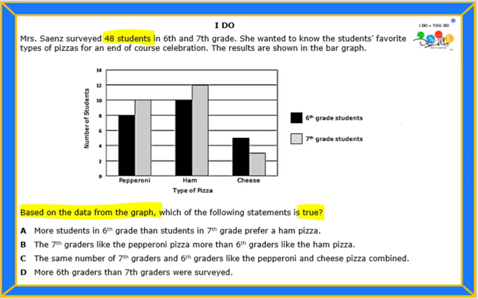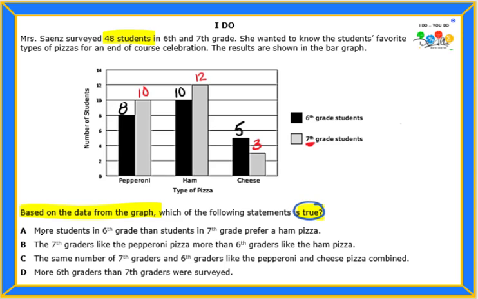So for 6th grade, we have pepperoni is 8, ham is 10, and cheese is between 4 and 6, which would be 5. Now I'm going to do the gray bars for 7th grade: pepperoni is 10, ham is 12, and cheese is right between 2 and 4, so that would be 3. And now I can read my statements. Remember that we are looking for something that is true.